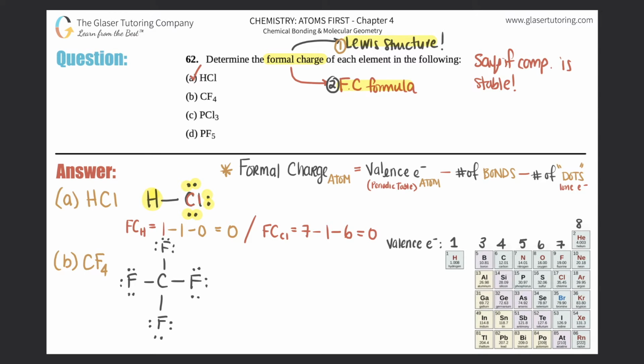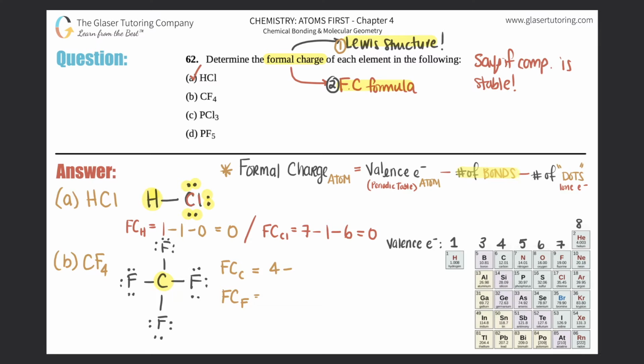So in this case, I'm only going to do the formal charge for carbon and the formal charge for fluorine, but whatever I figure out the formal charge for the fluorine, it's going to be for every single one. So let's do carbon first. Carbon, we start with valence electrons, which is on the periodic table. Carbon is over here, it has 4. So it'd be 4 minus.